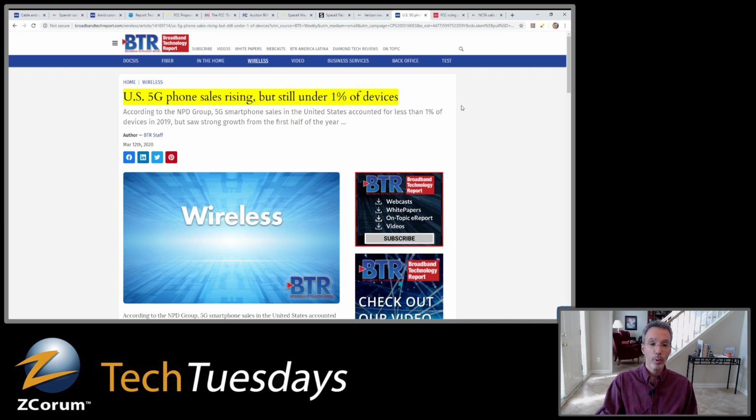So it will be rising as more people start to hear about it, and I think as this mid-band spectrum becomes more available, and there's more of a reason to have a 5G phone. Right now, I don't see that as being the case.